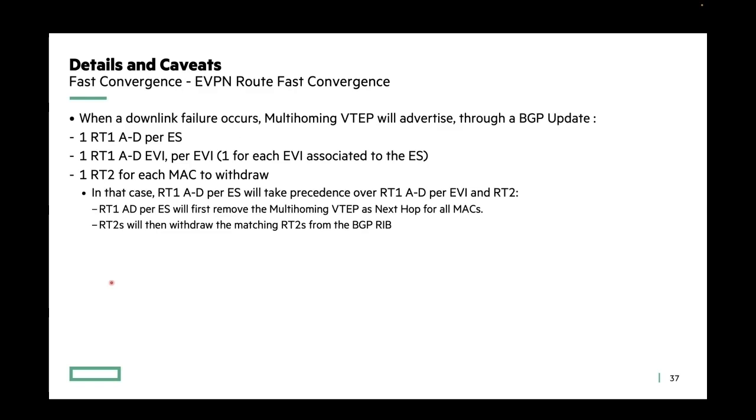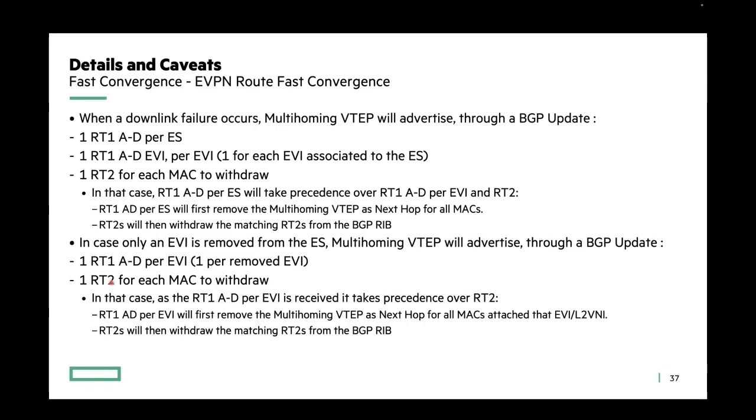In that case, it is important to keep in mind that fast convergence does not replace the legacy behavior of EVPN. So it means that RT2s will be sent anyway and will act on previously received RT2s on the remote VTEP side. And so in that case, the RT1 AD per ES will first remove the multi-homing VTEP as a next hop for all MAC addresses, and the RT2s will then withdraw the matching RT2s from the BGP route.